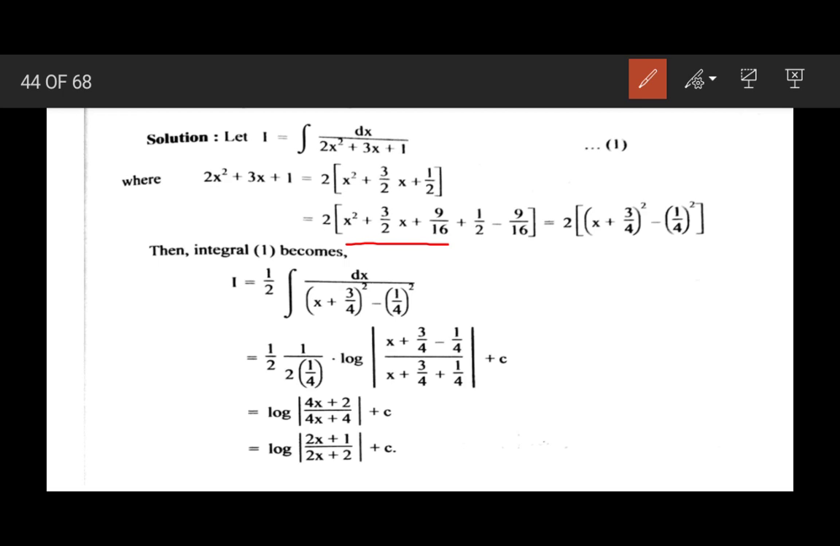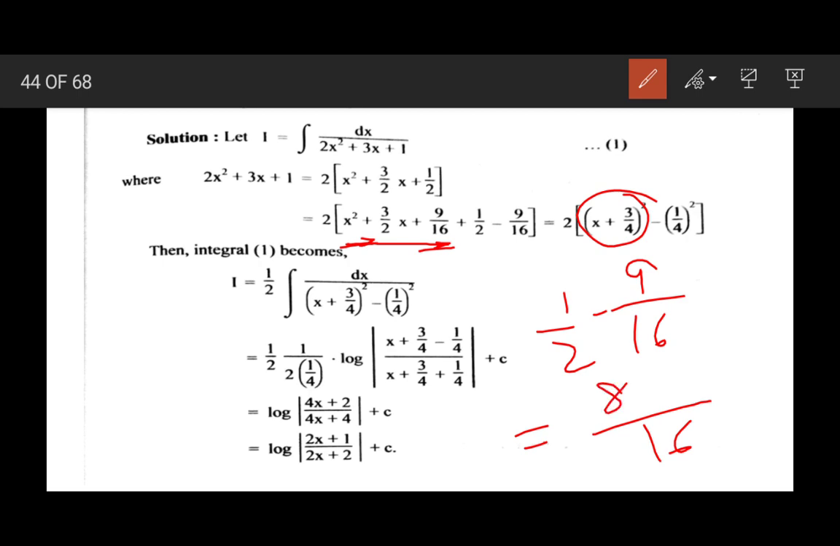Now see the first 3 terms. It becomes x plus 3 upon 4, so x plus 3 upon 4 the whole square. Then 1 upon 2 minus 9 upon 16. Solving this, it will be 16, 8 minus 9, which is equal to minus 1 upon 16. Now the minus stays as it is, and 1 upon 16 can be written as 1 upon 4 the whole square. So this part will be 1 upon 4 the whole square.